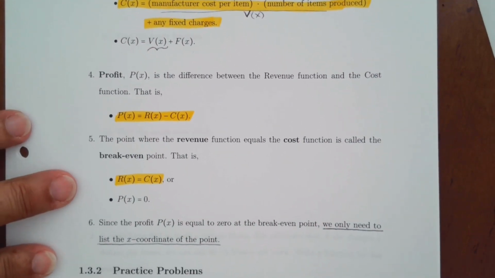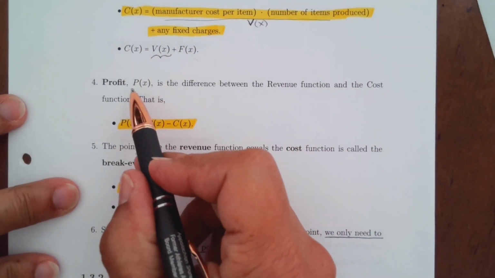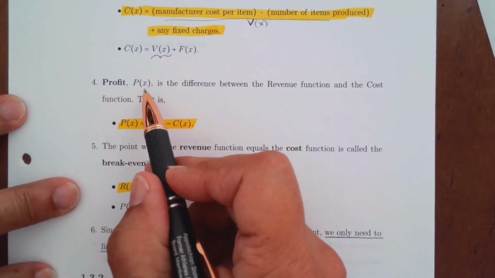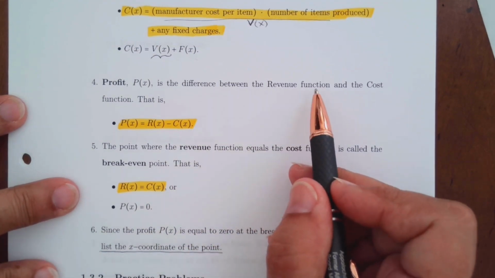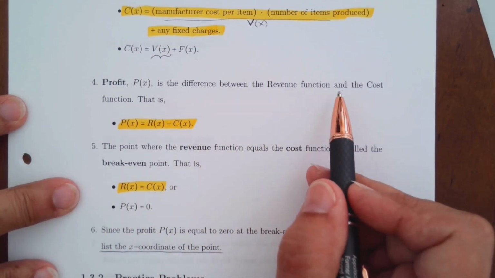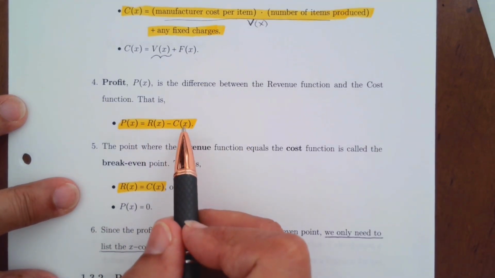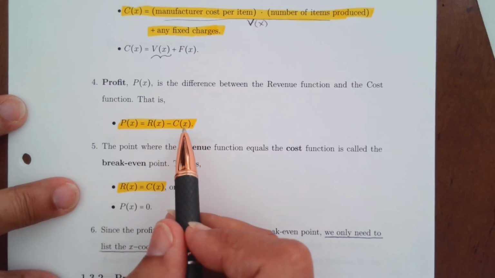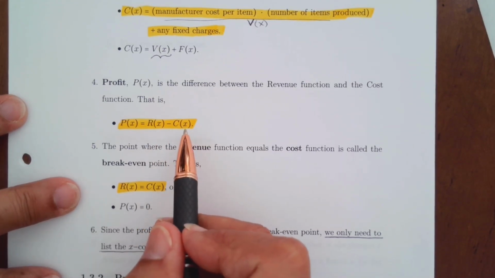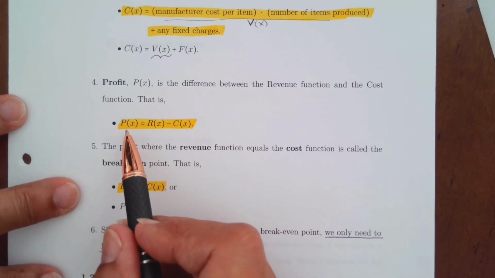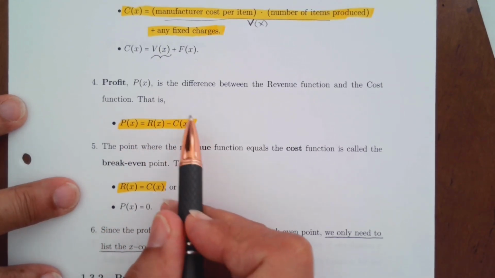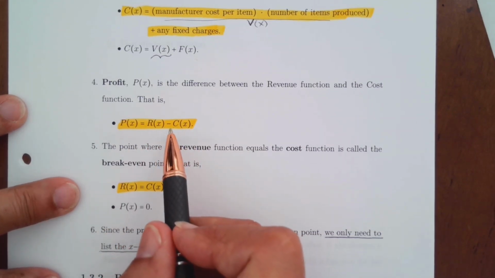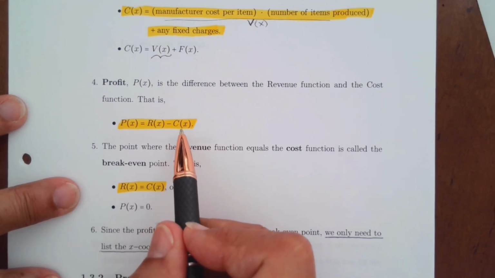Then we have profit. Profit, P of X, and this is your capital P. That's why I said the price is the little p. Profit, capital P of X, is the difference between the revenue function, how much they make, minus the cost function. That would make sense. So this company is making so much money, that's the revenue, but then they have to subtract the cost, what it takes them to make it, and that will give you your profit. So we already know what R of X is, we already know what C of X is, so we just subtract those two.